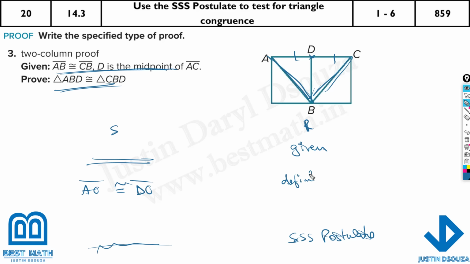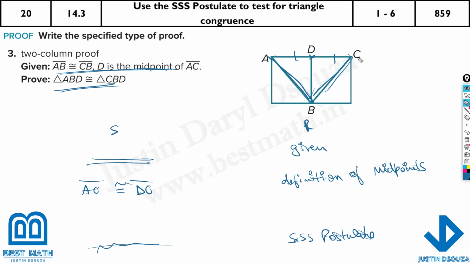Definition of midpoint is a better reason. Definition of midpoint. What does a midpoint do? Midpoints equally cut this line. Like if this is AC, if D is the midpoint, then whatever the dimension is, they'll be equally cutting it into half. So if the total length was 10, it'll be 5 and 5. That means they both are equal.